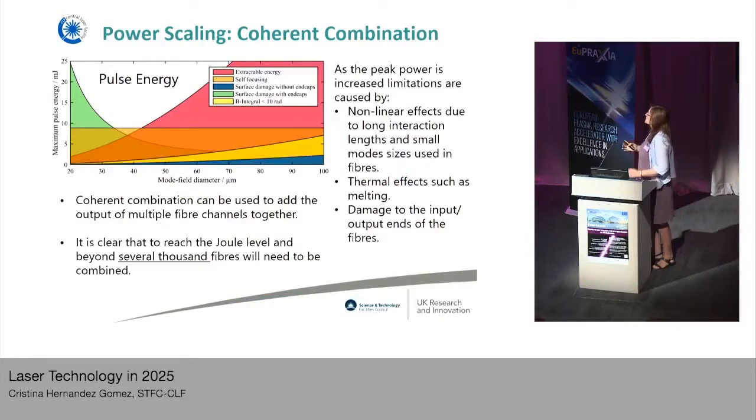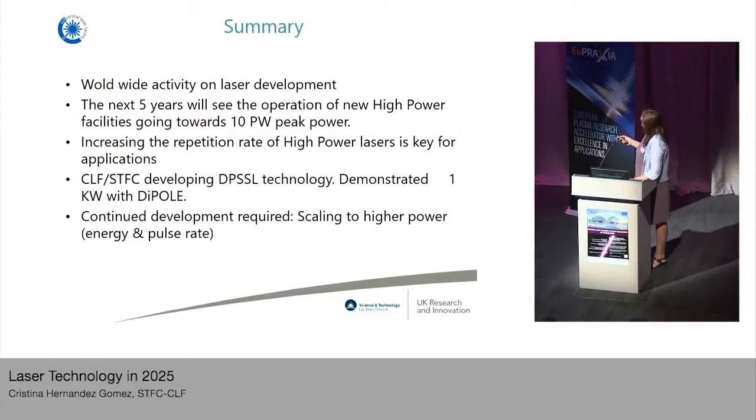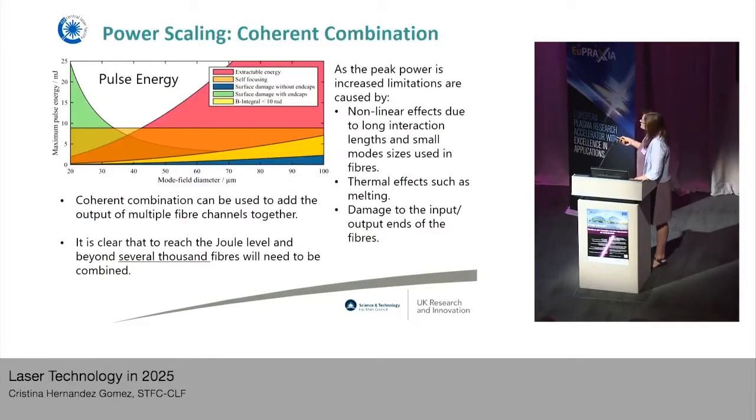When you go to increasing the pulse energies, you end up with damage. The nonlinear effects don't allow you to propagate some of these high energy pulses, and also you can have damage in the fibers. But people are very clever, and some people are working on how you can coherently combine some of these fibers. It's an approach that other people are working on, but clearly it would require thousands of fibers in order to get to the joule level. So even though a single system is really quite simple, you need to think about how you then transport all those fibers that you need to combine together.